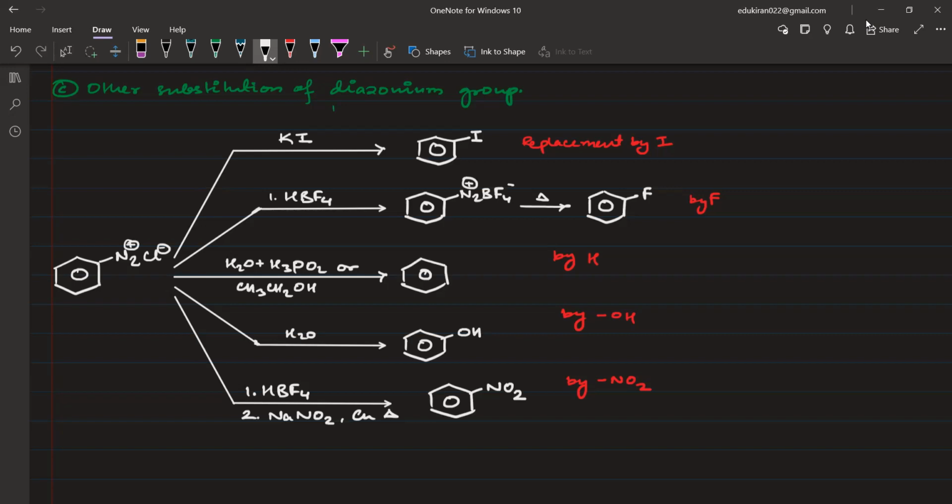Right, the last reaction, coupling reaction. Let me know once you have written all of these reactions. Done, sir.